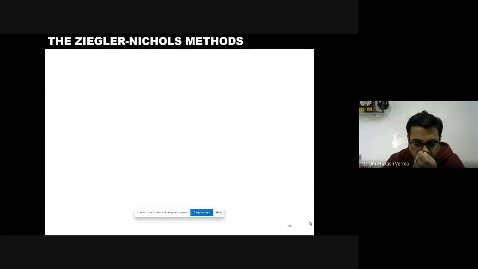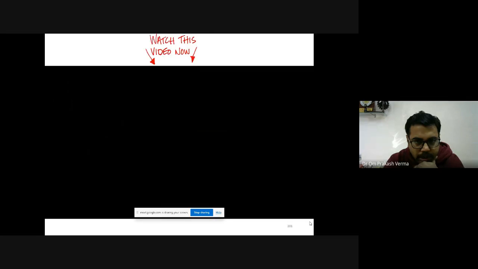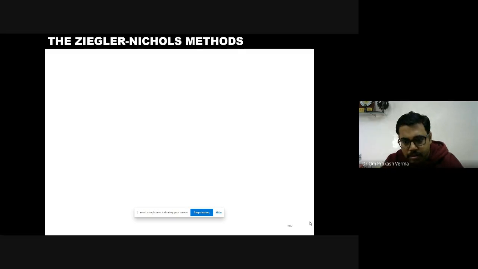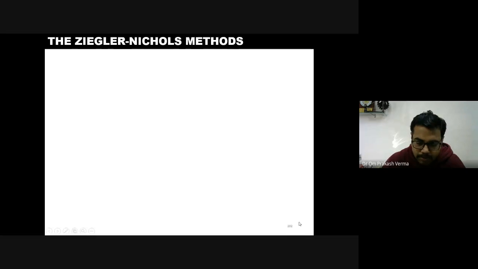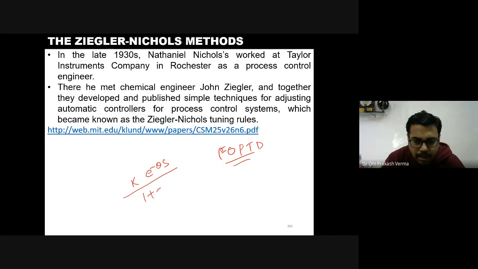So see, yesterday we discussed the Ziegler-Nichols open loop method. In the Ziegler-Nichols open loop method, we discussed the process reaction curve based on the first order process delay. We have already defined the FOPTD, first order plus time delay system, for which the transfer function is e to the power minus theta s, K upon 1 plus tau s.